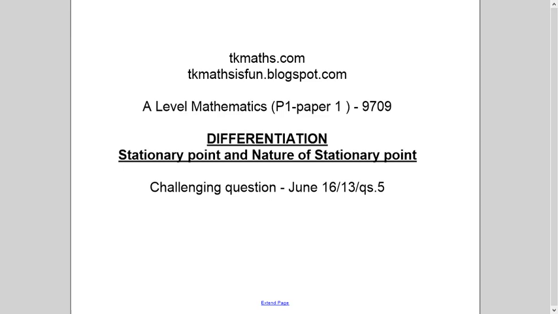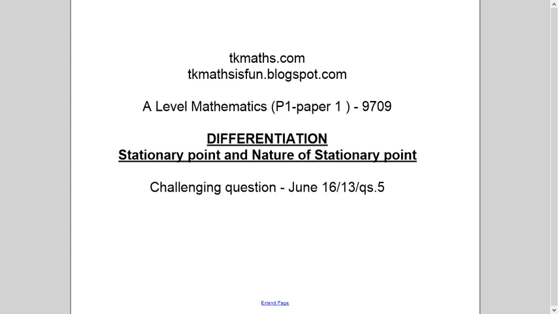In today's video, I will explain to you the concept of a stationary point and nature of a stationary point, which is a part of the syllabus of differentiation topic. It is A-level mathematics P1. It is also a concept required for O-level Add Maths. So I'll put the same video up there as well for students who are taking additional mathematics.